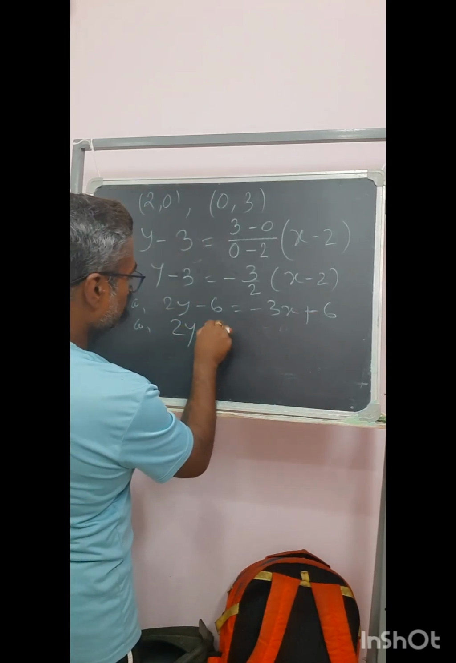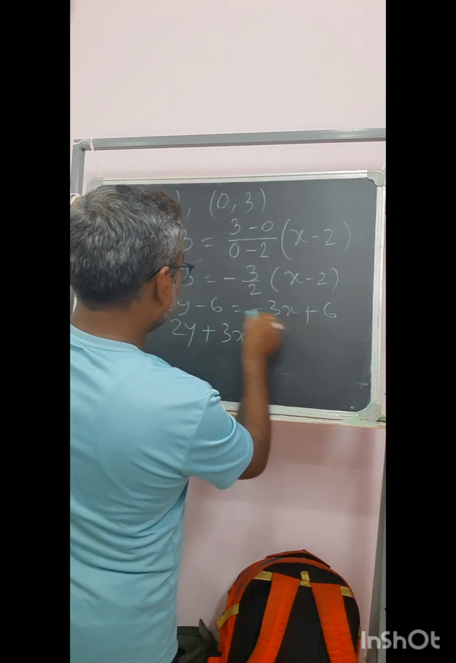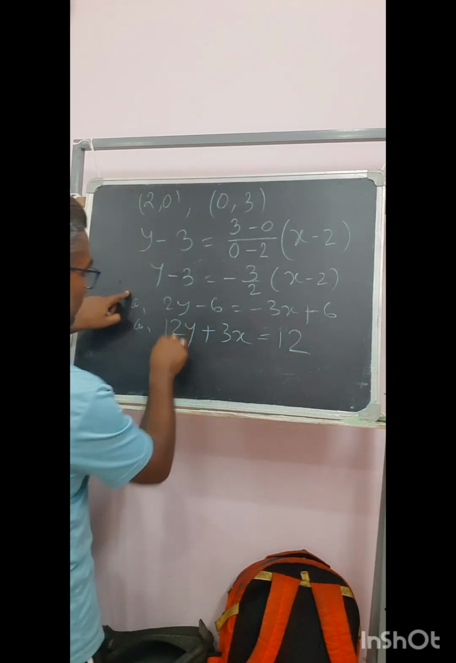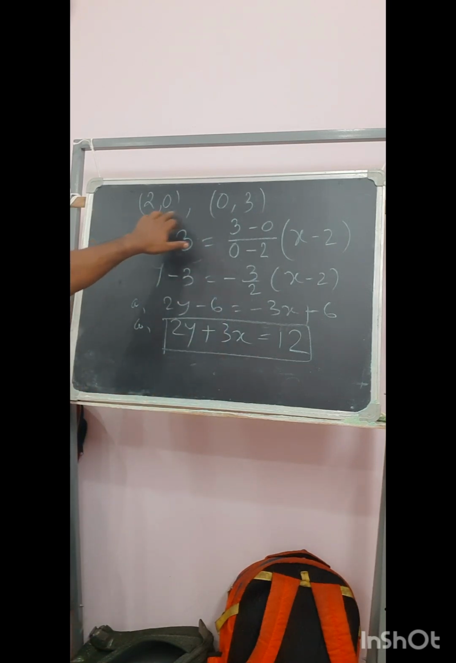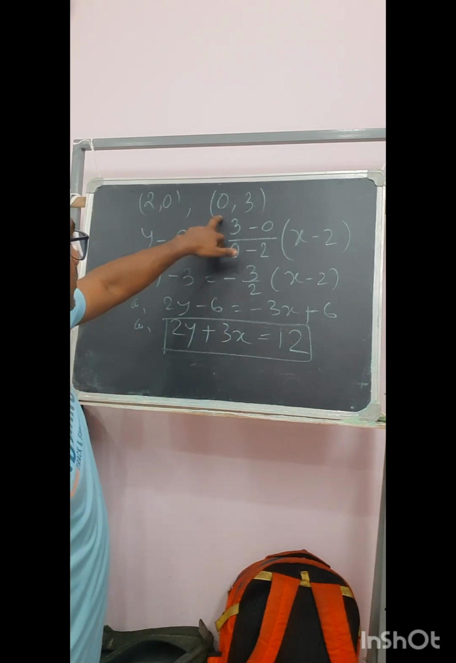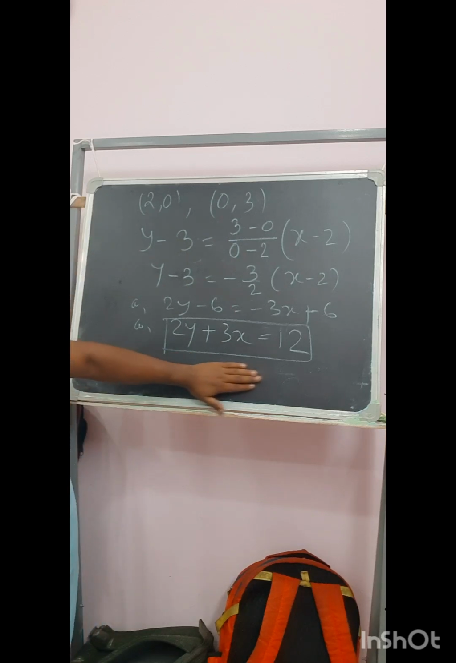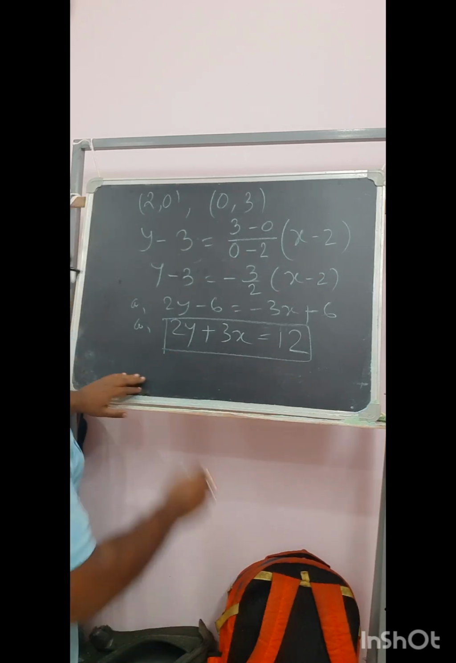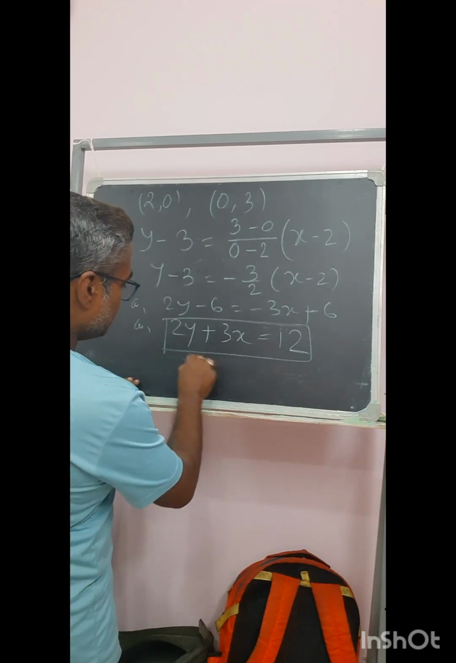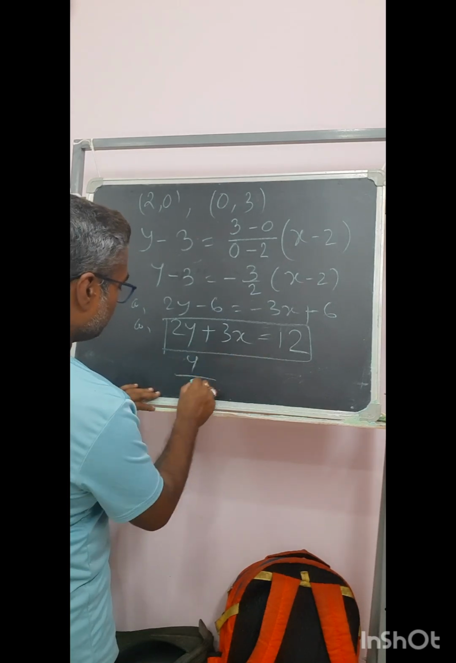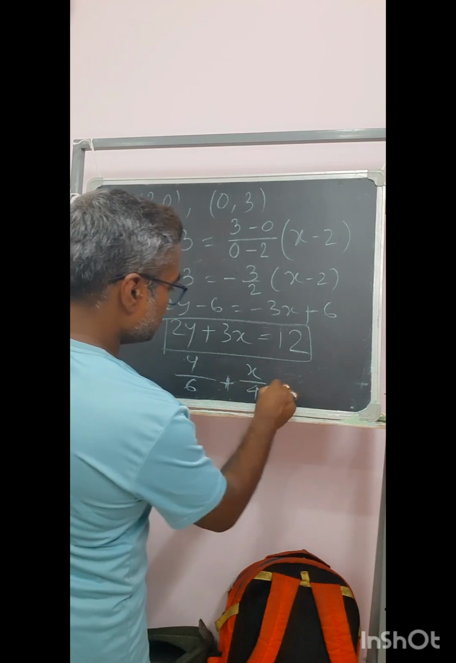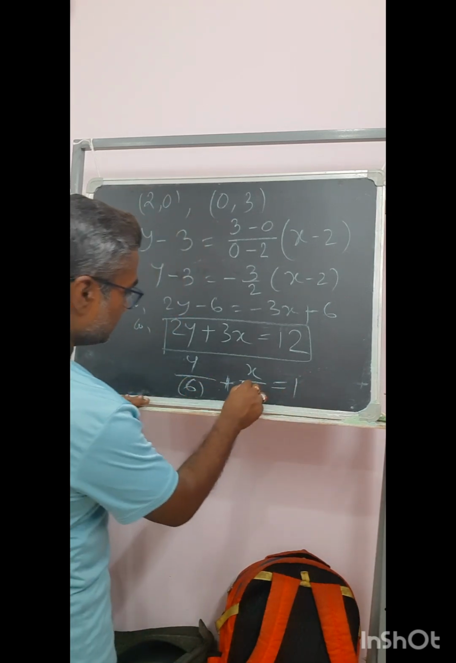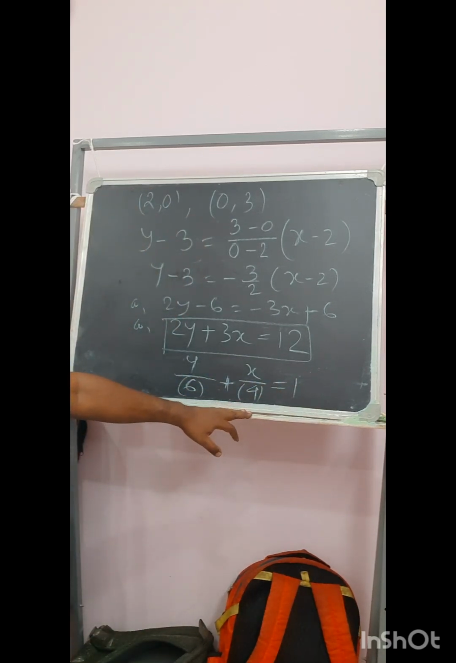I have to bring all the variables to one side, so this will be your final equation that we find when two points are given on the linear equation, and the line will be something like that. Now this can be further represented in intercept form, that will be 6 plus, if you simplify this, so these are the intercepts on the respective axes.